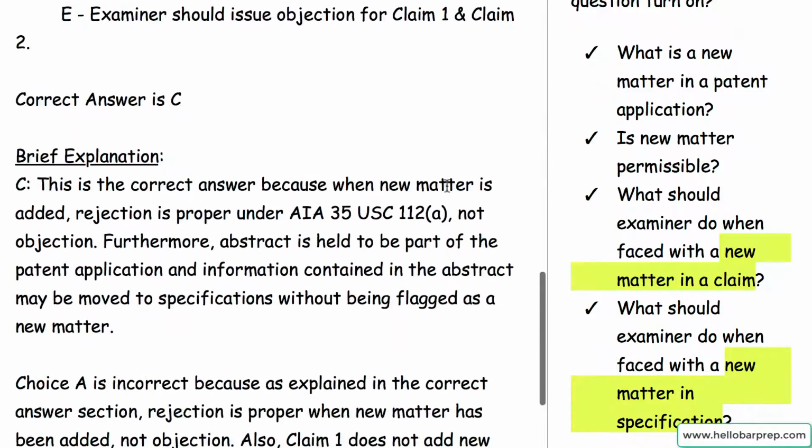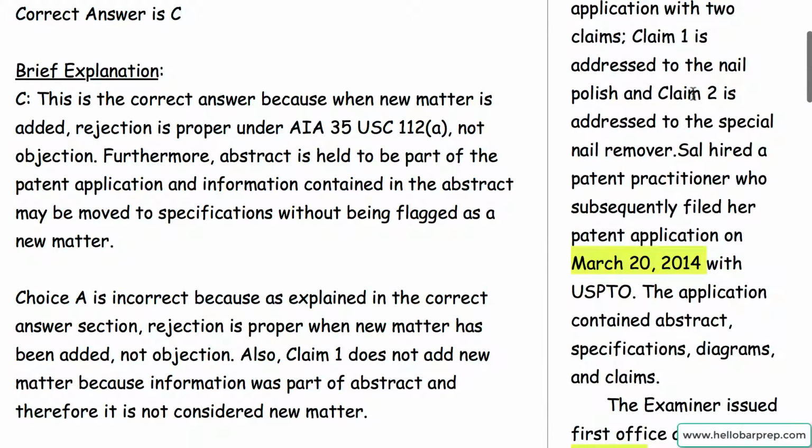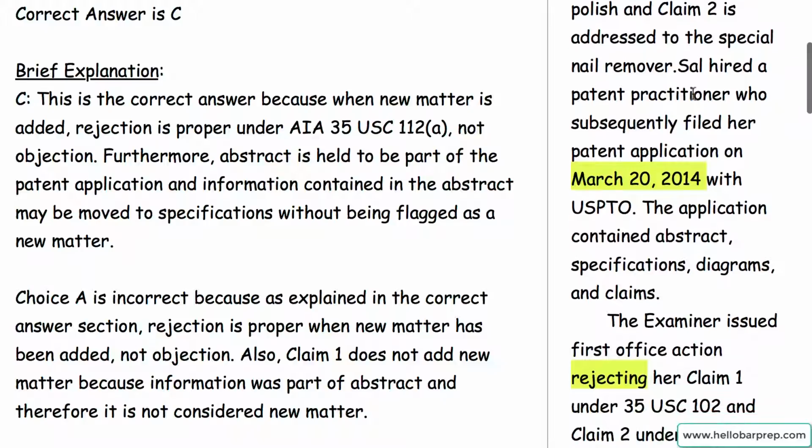Let's go down here to the brief explanation, and we will have our highlighted text up here. Okay, so the application was filed on March 20th. When an application is filed on March 20th, what does it mean? AIA is applicable. So we'll say AIA. We are in the AIA range here. That means this patent application will be examined under AIA patent law.